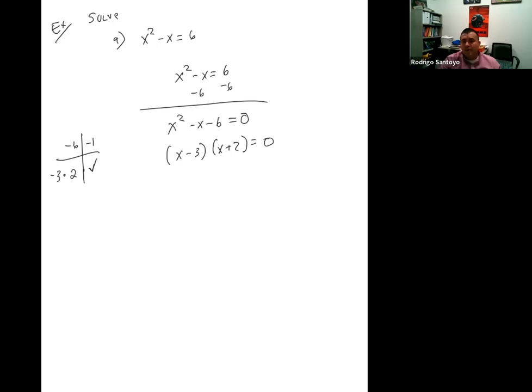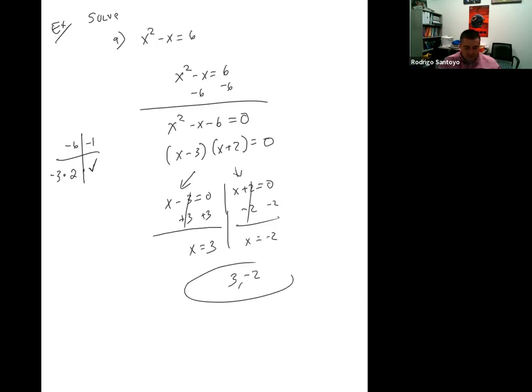And now from there, you can go ahead and set each one equal to 0. Adding 3, we get 3 over here. Subtracting 2, you get negative 2. Giving us answers of 3 and negative 2.